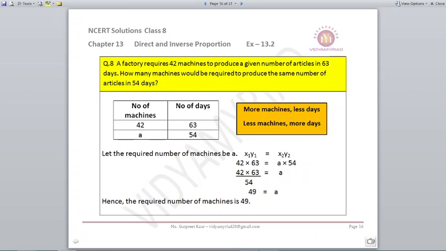So what are we going to do? It is inverse proportion, so multiply. So it is 42 multiplied by 63 is equal to A multiplied by 54. Just divide it afterwards, it comes out to be 49. So we require 49 machines if the same articles were to be done in 54 days.